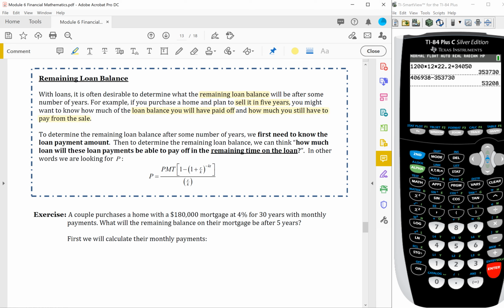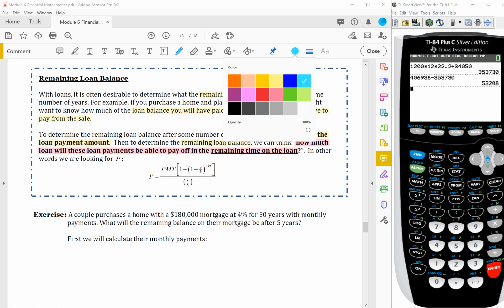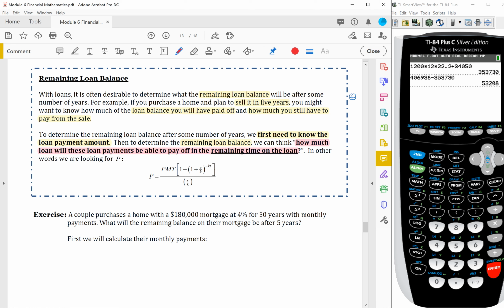To determine the remaining loan balance after some number of years, we first need to know the loan payment amount, which is what we did in our previous examples. Then, to determine the remaining loan balance, and this is the important piece, we can think of how much loan these loan payments will be able to pay off in the remaining time of the loan. In other words, we're looking for what P will be when T will be the remaining time. And this is the part that we're going to look at more in these next examples: what is that remaining time left?